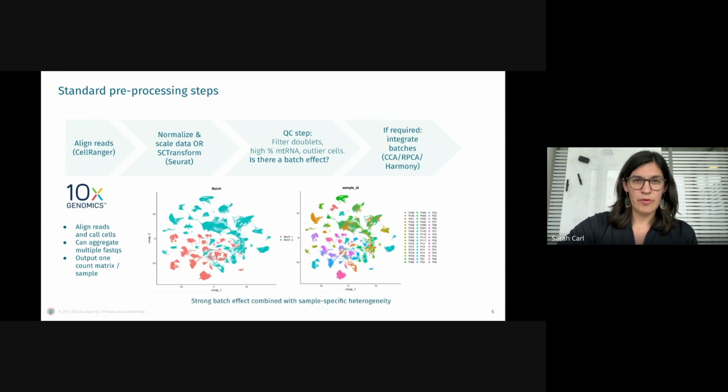Here's an example of a publicly available dataset in breast cancer with a very strong batch effect between two sequencing batches, which in this case is also partially confounded with a sample-specific effect. You can see this often in diseases like cancer, where there is a high degree of patient-to-patient heterogeneity. So we can apply an integration technique to these data to try to correct for these effects, such as CCA, RPCA, or harmony.